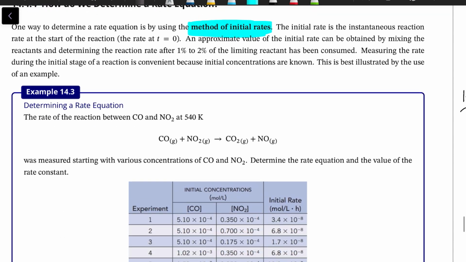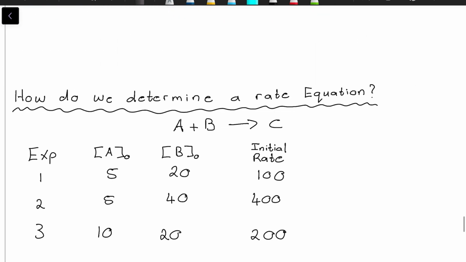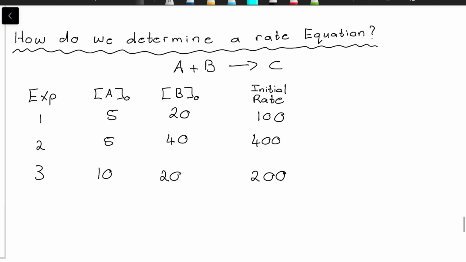So I'm not going to do this example, I'll do that one in class. So I have some play data here for us. So where I ask, how do you determine a rate equation? So let's say you have a reaction that goes A plus B gives C, and you want to determine its rate.